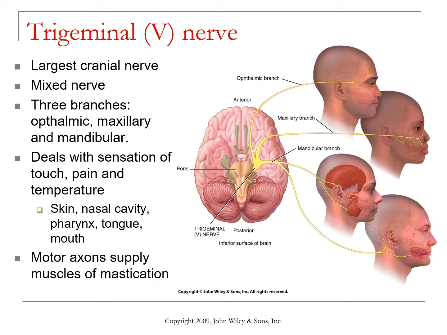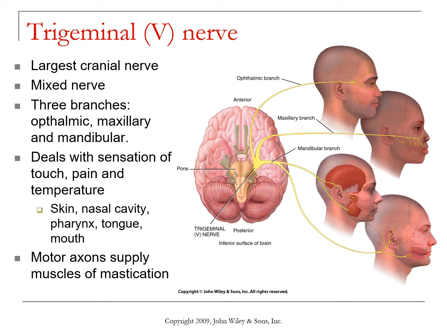Number 5 is the trigeminal nerve. It is the largest of the cranial nerves. Its origins are in the pons, and it is mixed. So it has both motor and sensory axons. There are 3 branches: the ophthalmic, the maxillary, and the mandibular.